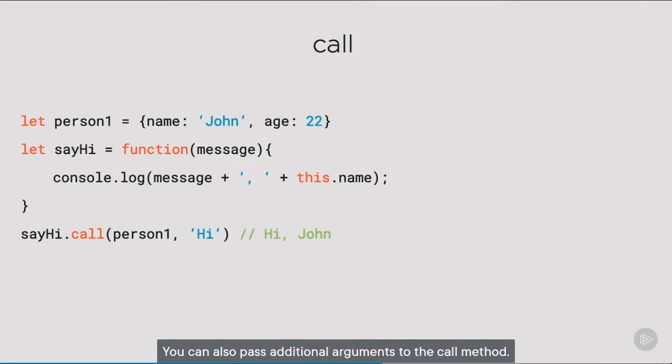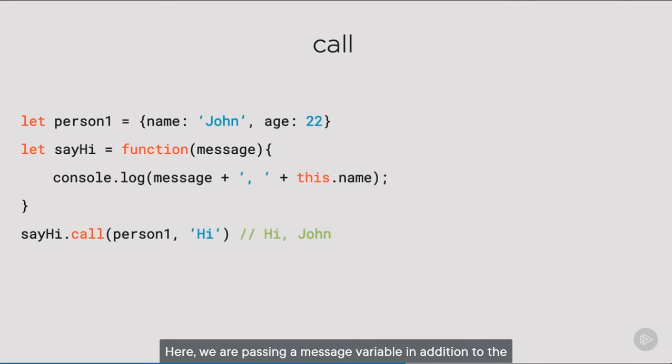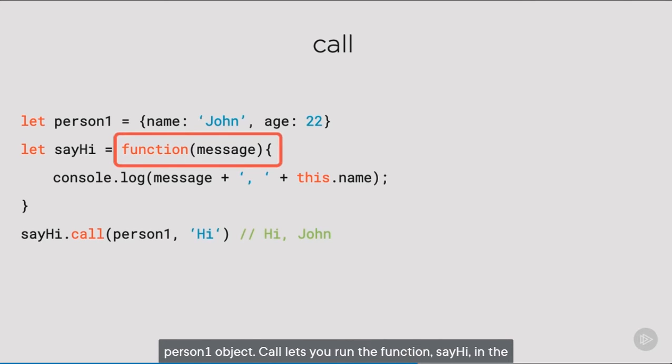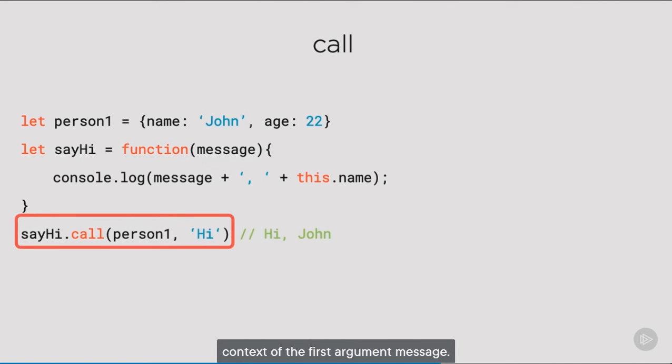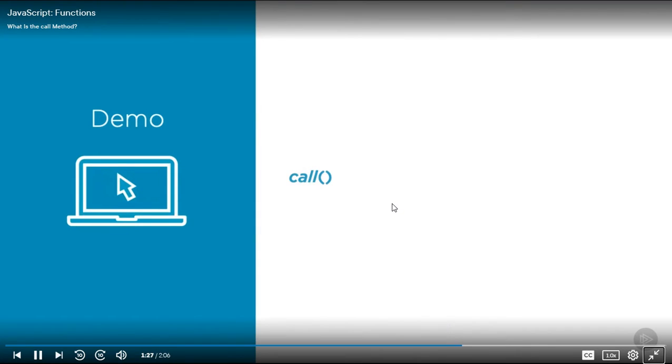You can also pass additional arguments to the call method. Here, we are passing a message variable in addition to the person1 object. Call lets you run the function sayHi in the context of the first argument. Let's see this in action in our demo.